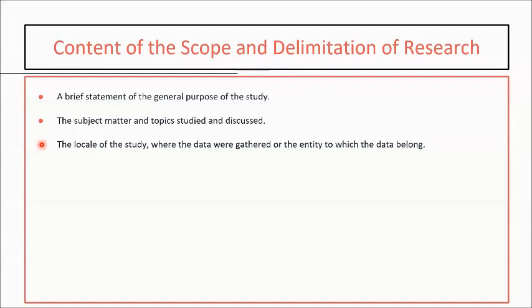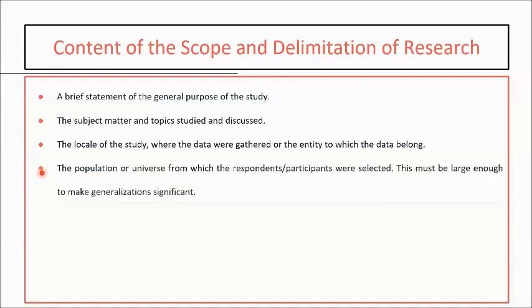Another example, if Sebastian Madriaga is going to conduct a research about the computer addiction of senior high school students, since he is from AMA Makati, basically his participants are senior high school students of AMA Makati. Okay, so ang tawag dun is locale of the study. Again, that is where the data were gathered or the data belong.